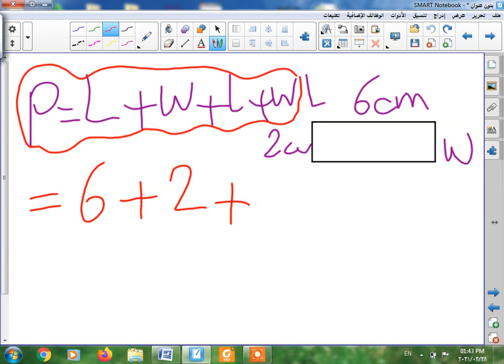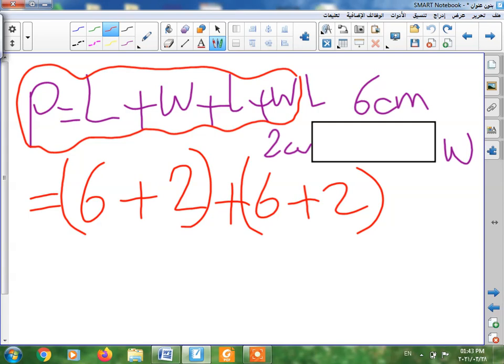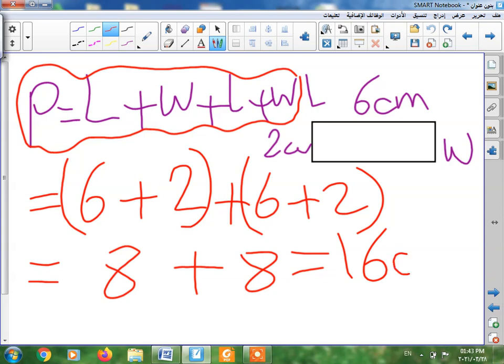Width 2. Length 6, width 2. Length equal 6, width equal 2: 6 plus 2 plus 6 plus 2. 6 plus 2 equal 8, plus 6 plus 2 equal 8. 8 plus 8 equal, by double strategy, 16 centimeter.